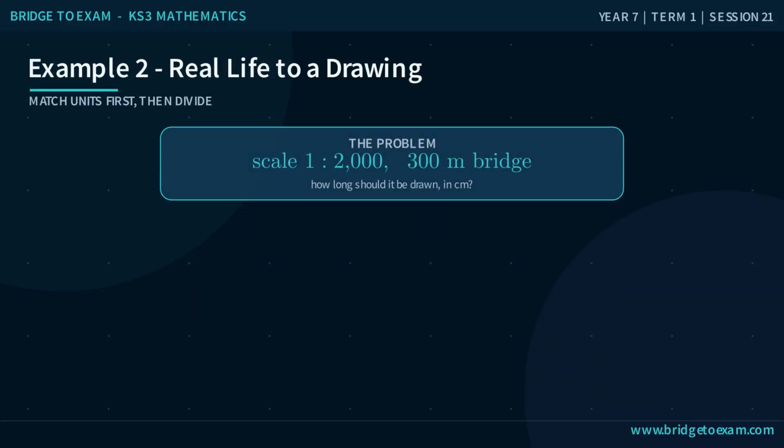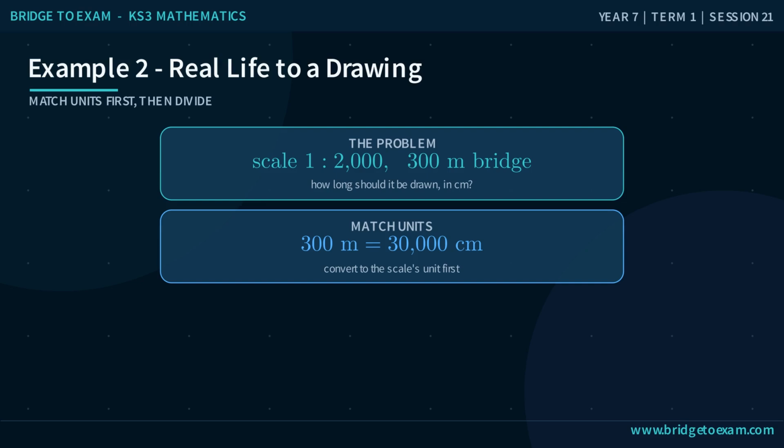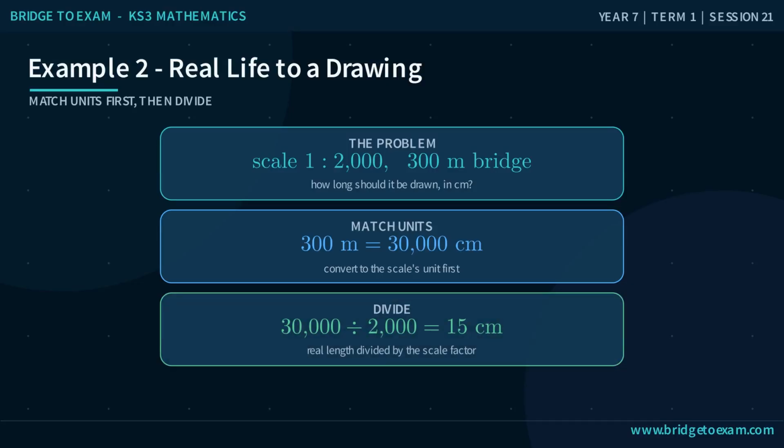A real bridge is 300 meters long. On a scale drawing of 1 to 2,000, how long should it be drawn in centimeters? First, convert the real length to centimeters, matching the scale's unit. 300 meters is 30,000 centimeters. Divide by the scale factor. 30,000 divided by 2,000 is 15 centimeters.